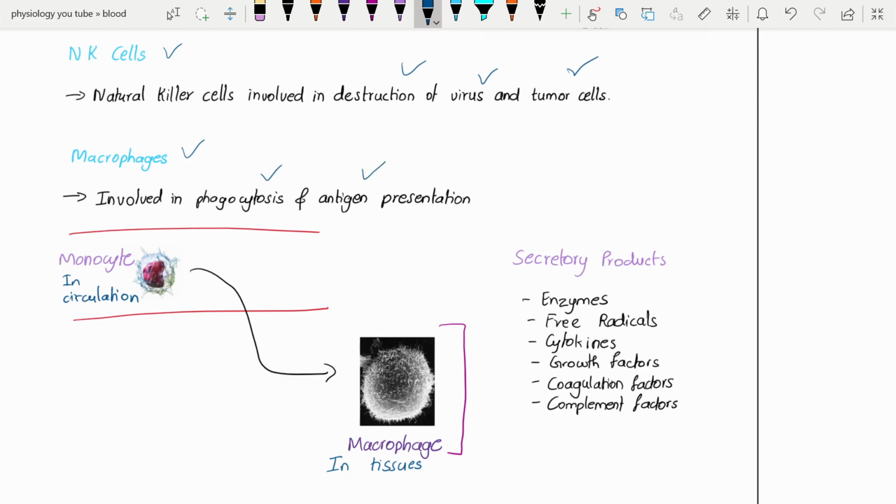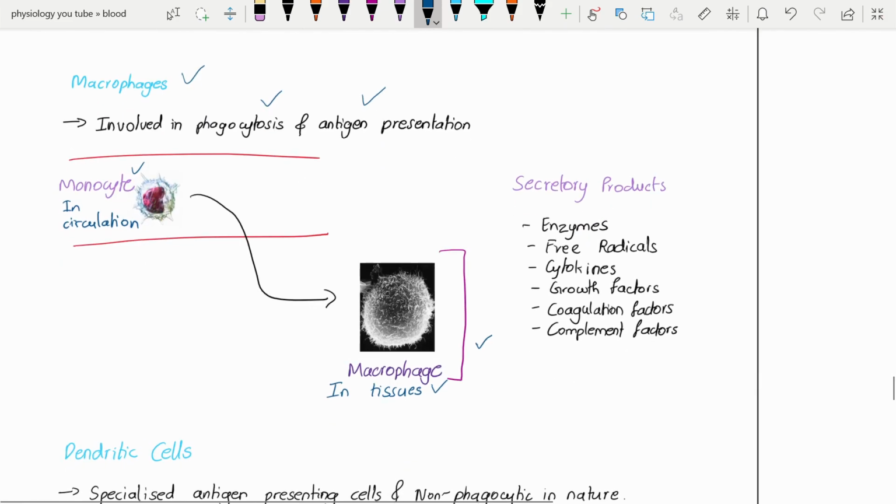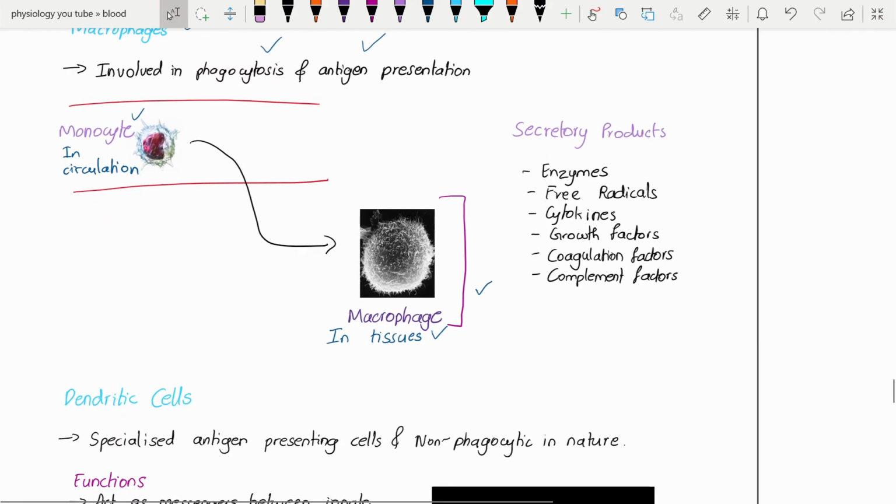We need to know that monocytes are converted to macrophages. Monocytes are present in circulation. Once they enter the tissues, they get converted, or you can say matured, to macrophages. They contain different secretory products, among them enzymes, free radicals, cytokines, growth factors, coagulation factors, and complement factors.